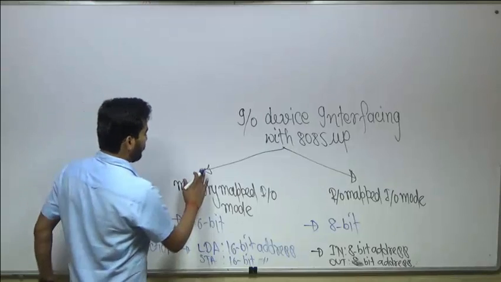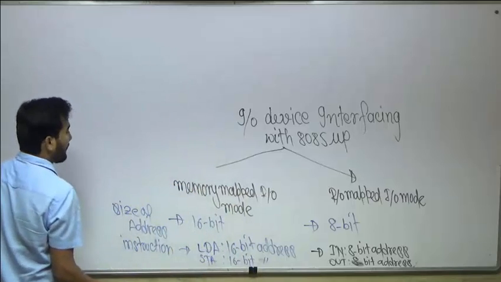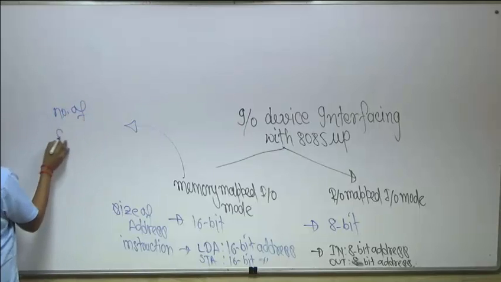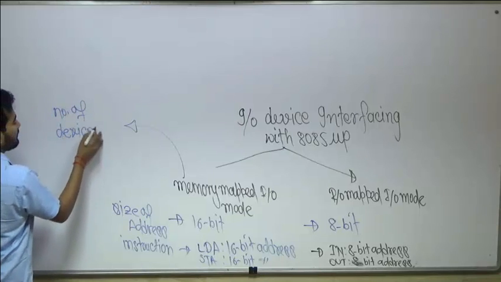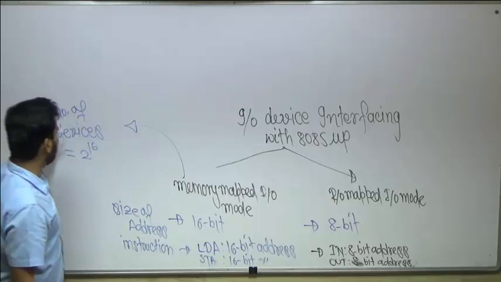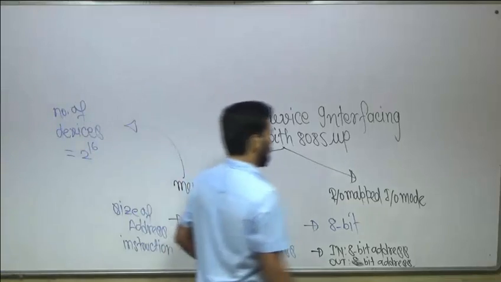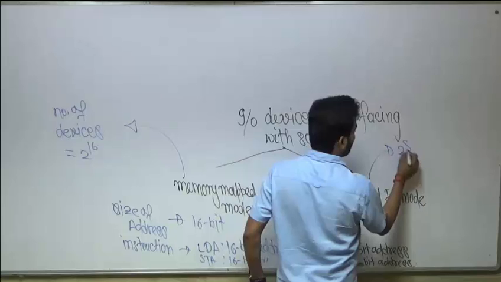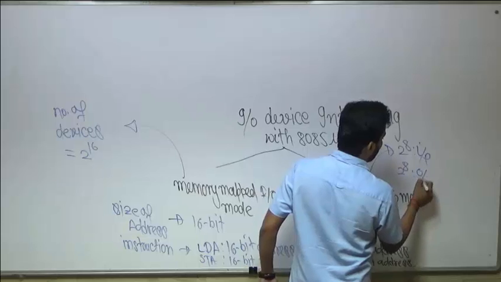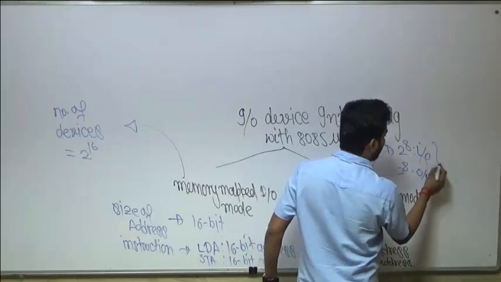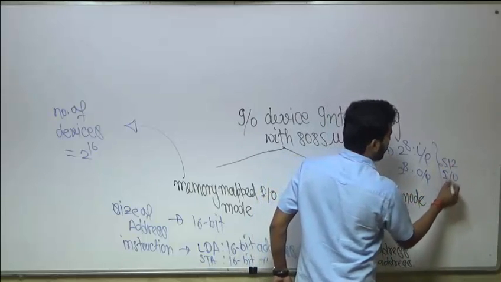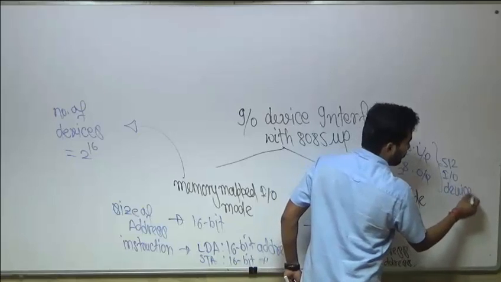Next is how many devices we can connect in a particular mode. In memory mapped IO mode, the number of devices that can be connected is 2 to the power 16. And in IO mapped IO mode, we can connect only 2 to the power 8 input devices and 2 to the power 8 output devices. That means all in all we can connect 512 input output devices in this mode.